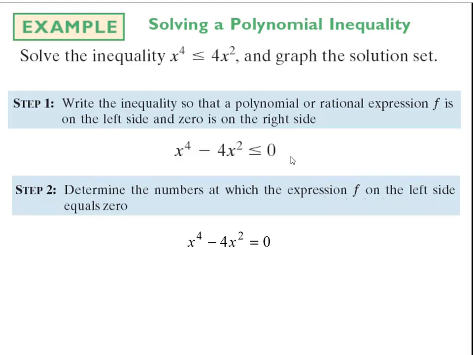So I set it equal to 0. I'm going to factor the x squared out. And then I can factor this further. This is x minus 2 times x plus 2. And I get the 3 zeros for that polynomial.